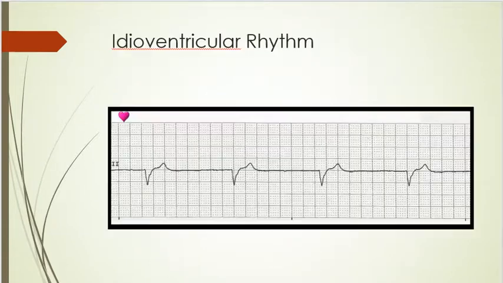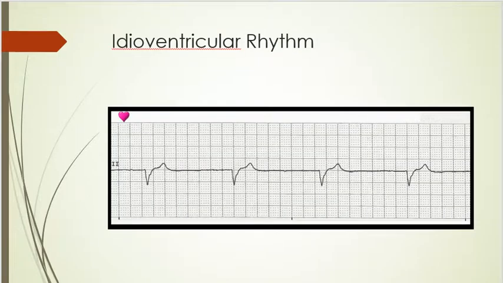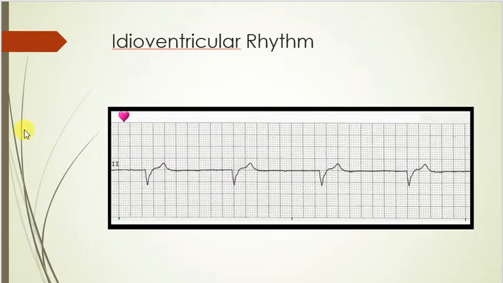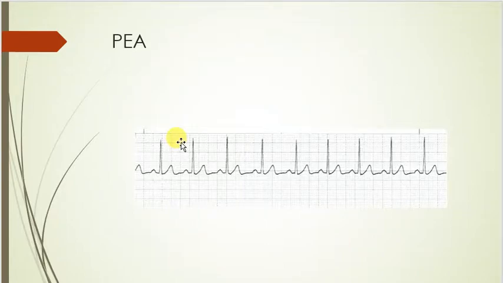But atropine is not going to work here. Unless you can't get a pacemaker, atropine will be given just like a bradycardia. But if it gets pulseless, you've got to treat it like a PEA, but you cannot cardiovert this. So if it's pulseless, treat it like PEA. If you're able to give atropine, treat it like bradycardia. If it's stable, we try to get a pacemaker if at all possible.